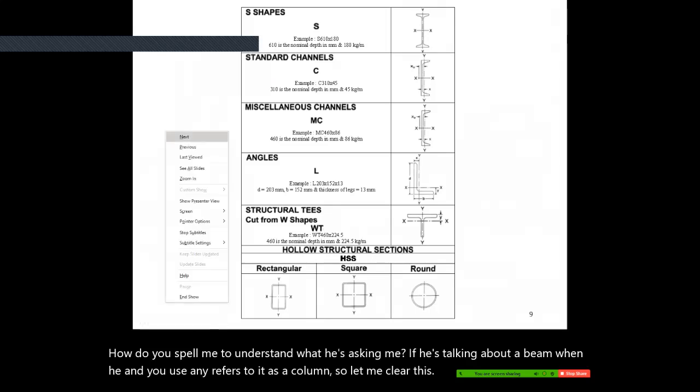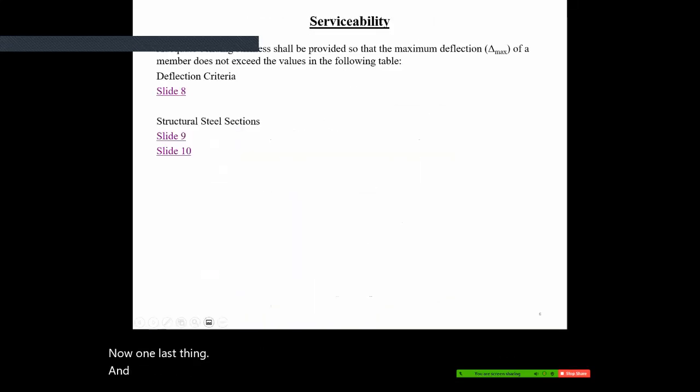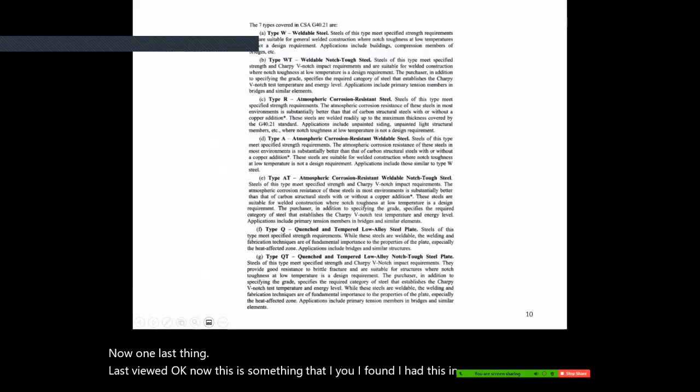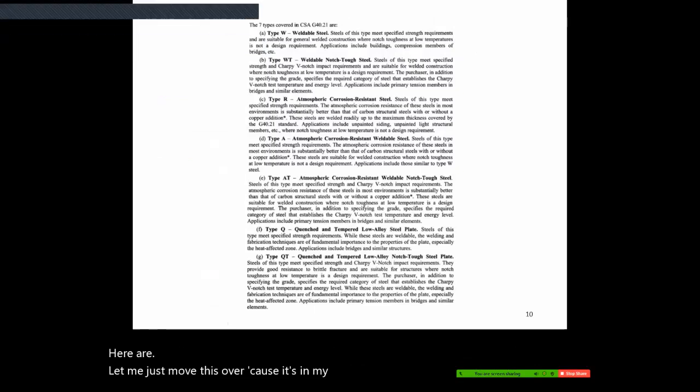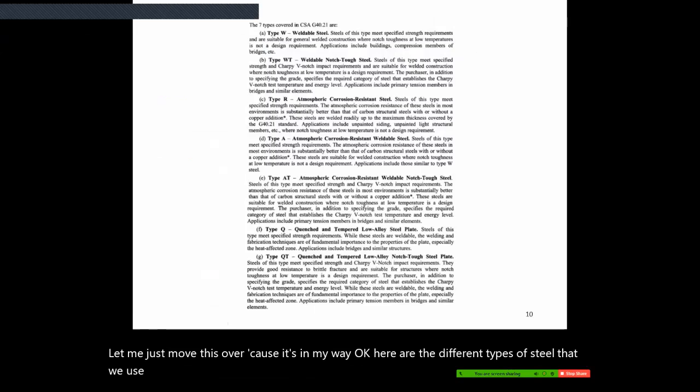Okay, so let me clear this. Now, one last thing. Last view, okay. Now, this is something that I found. I had this in my steel book. Let me just move this over because it's in my way. Okay, here are the different types of steel that we use in steel structures. Okay, and this is 7 types covered by the CSA G40.21.